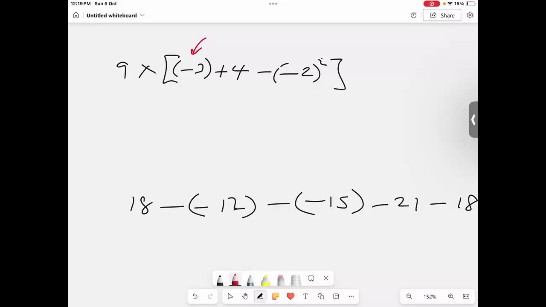So let's get into it then. We're going to have 9 times, and now we're going to work out what is in the parentheses here.